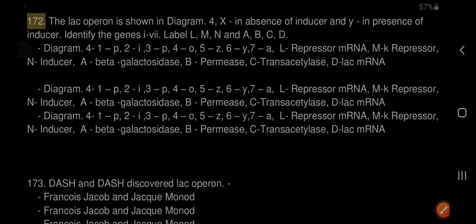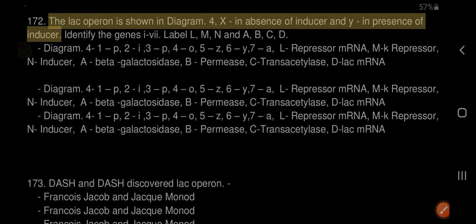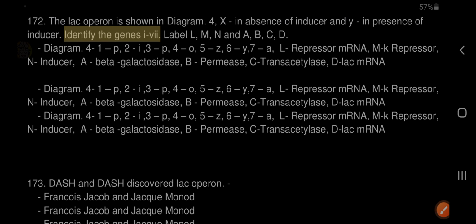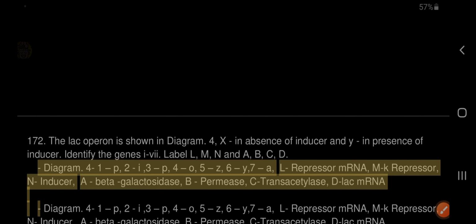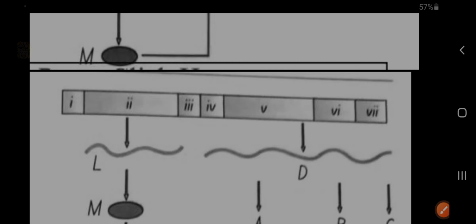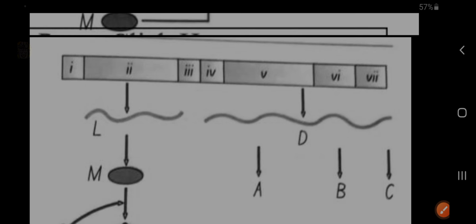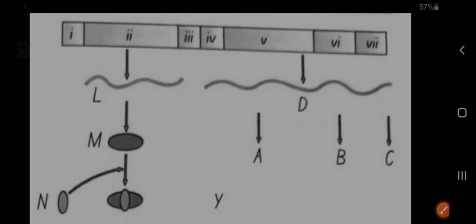The lac operon is shown in the diagram. 4. X, in absence of inducer, and Y, in presence of inducer. Identify the genes 1 to 7 and label L, M, N and A, B, C, D. Diagram: 1 P, 2 I, 3 P, 4 O, 5 Z, 6 Y, 7 A. L repressor mRNA, M repressor, N inducer, A beta-galactosidase, B permease, C transacetylase, D lac mRNA.